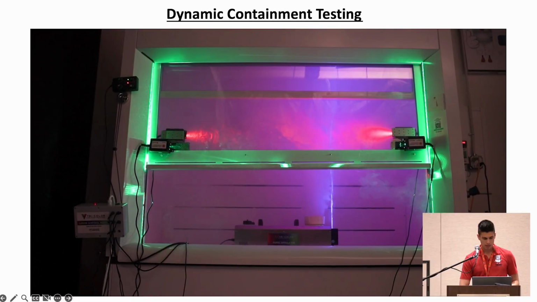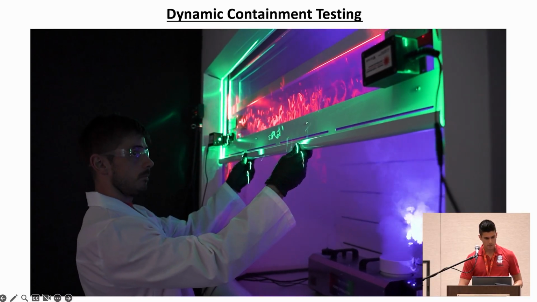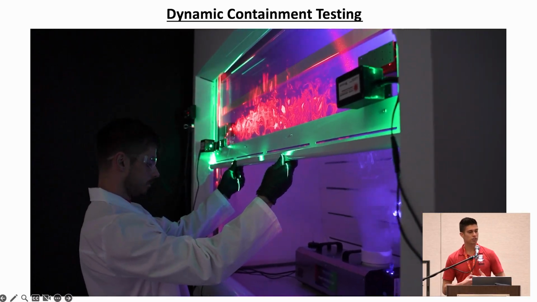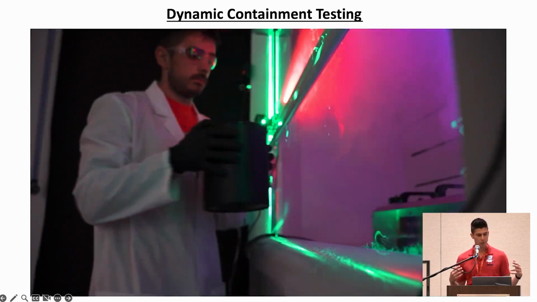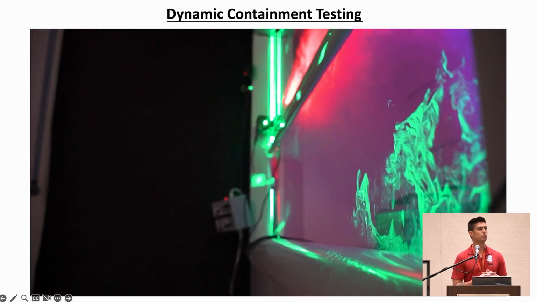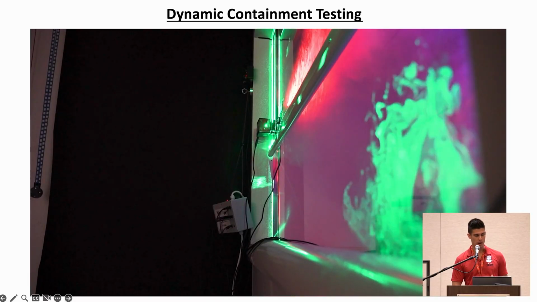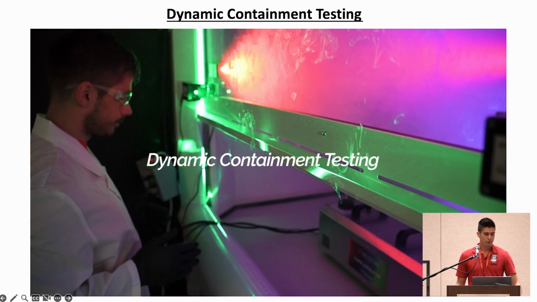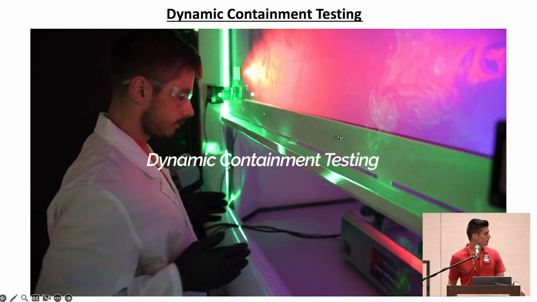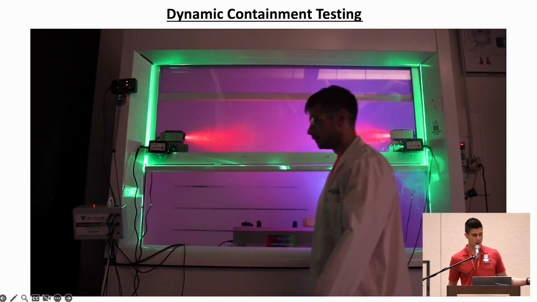Let me get this video going while I talk. These are dynamic testing challenges that we come up with, with smoke and lasers, where you can see that this hood is being challenged in a real-world type way. Gosh, look at that loss of containment. Loss of containment shows up in green. You can see airflow behind the sash in red. That's what these lasers are doing on this particular model.